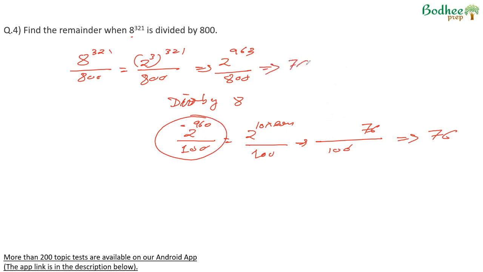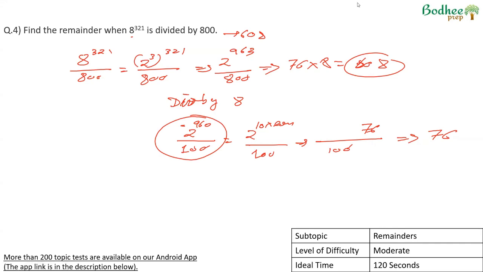So the original remainder will be 76 into 8, which becomes 8 6s are 48, 8 carry forward 4, 56, 608. Hence the answer 608. I'd say a moderate level of difficulty question. 2 minutes should be good enough to answer this question.